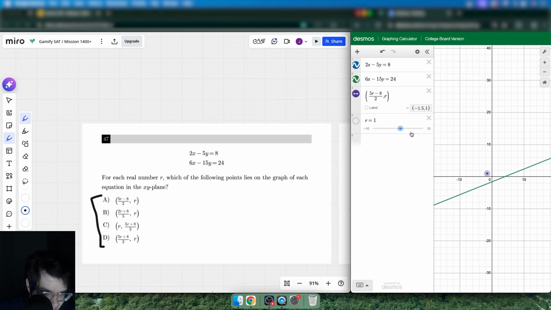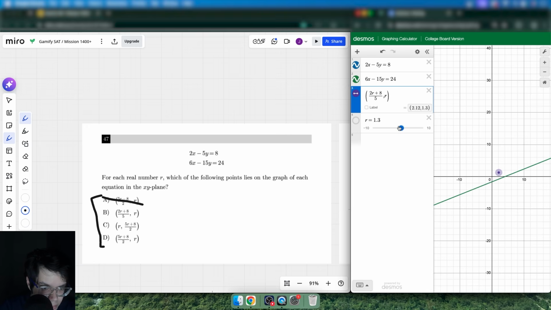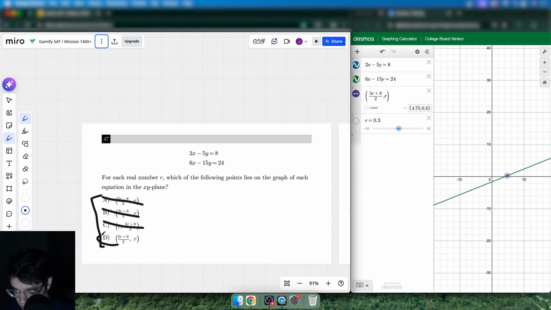For that first one, it is not on the function. No matter where, it is not on this exact line. So A is not it. For the second one, it is not either. B is not the answer. For C, it is also not the right answer. But finally, D would be the right answer. No matter where we put r, it is always on this exact line. Therefore, D is the correct choice here.